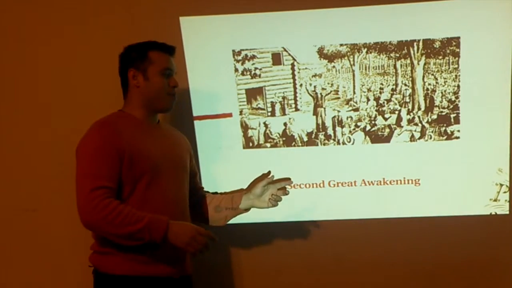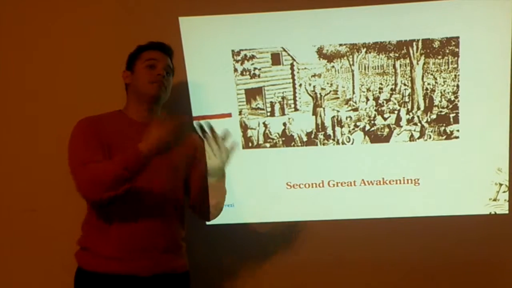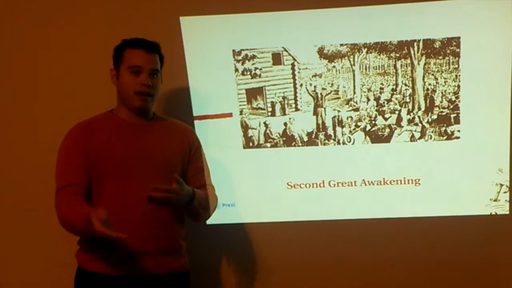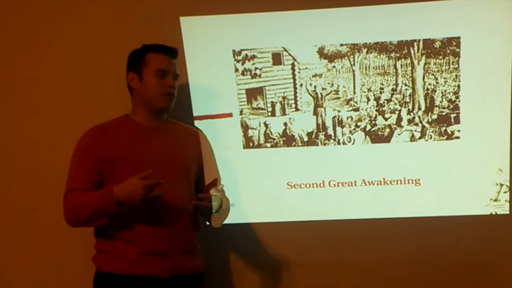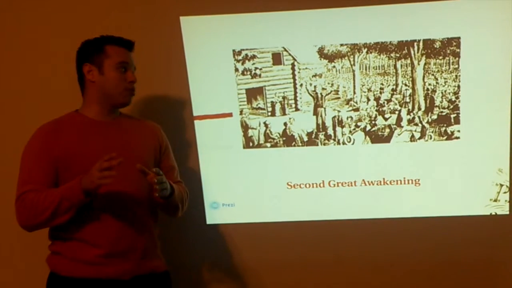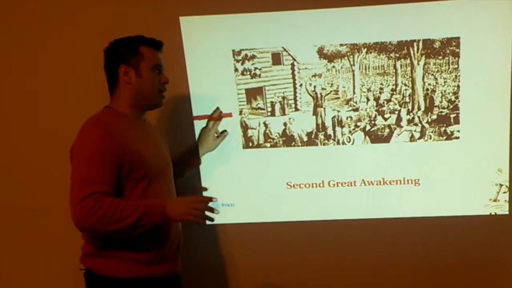So the Second Great Awakening produced a lot more abolitionists than had already existed. Abolitionists had existed even during colonial times, but they became so much more prominent during the Second Great Awakening.